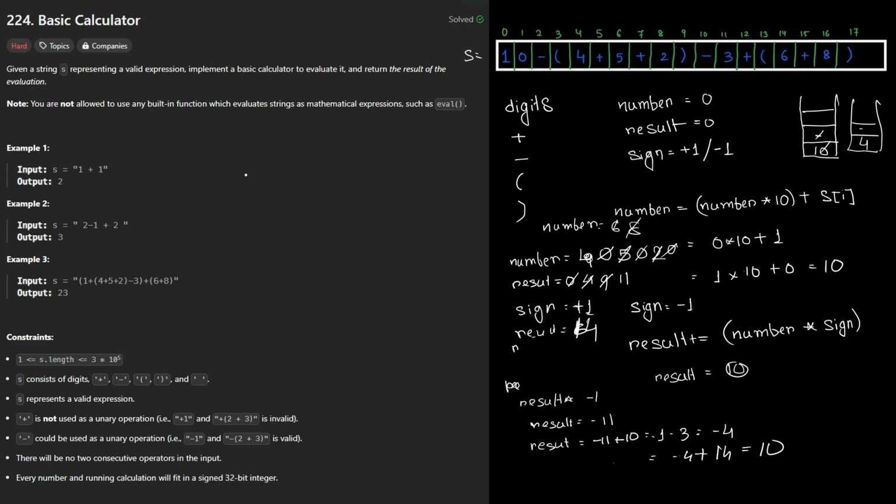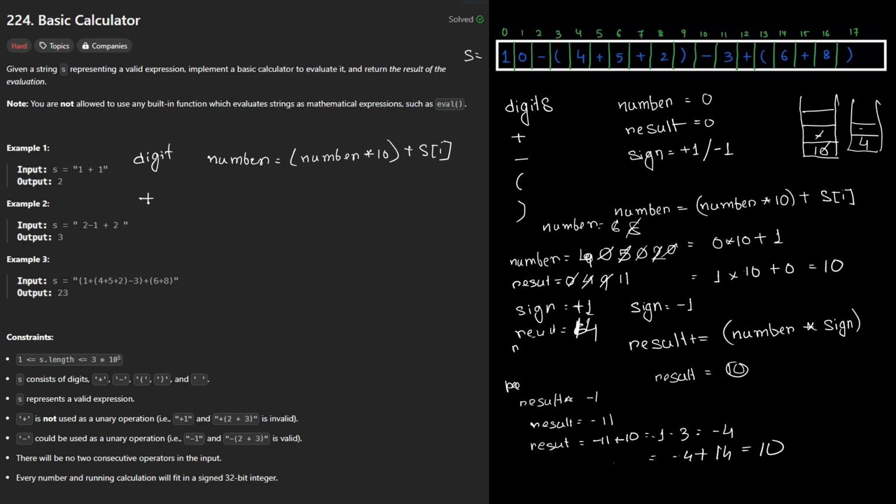So here, if I have to sum it up, there are primary two things to be taken care of. First is this: if you're getting a number, then our number would be number multiplied by 10 plus s of i, whichever value it is getting. So in case it's a digit.